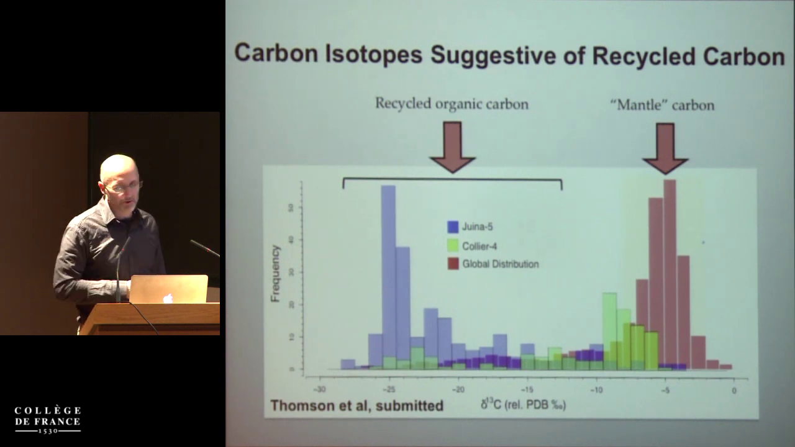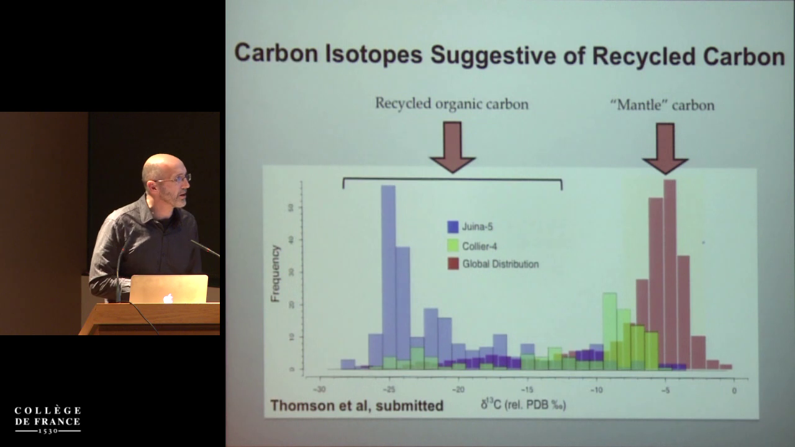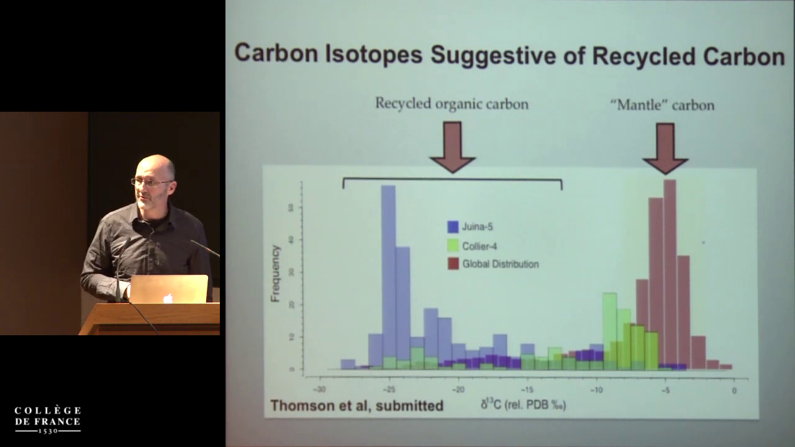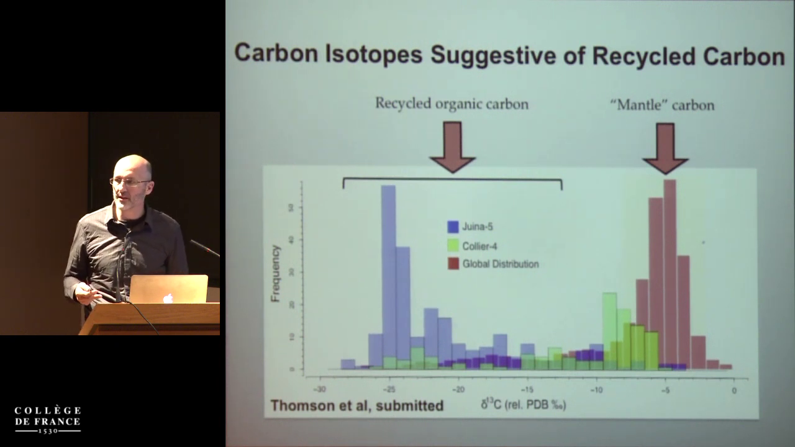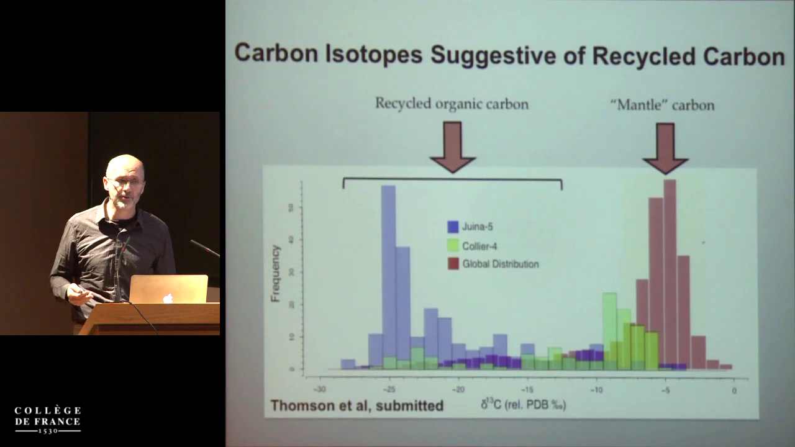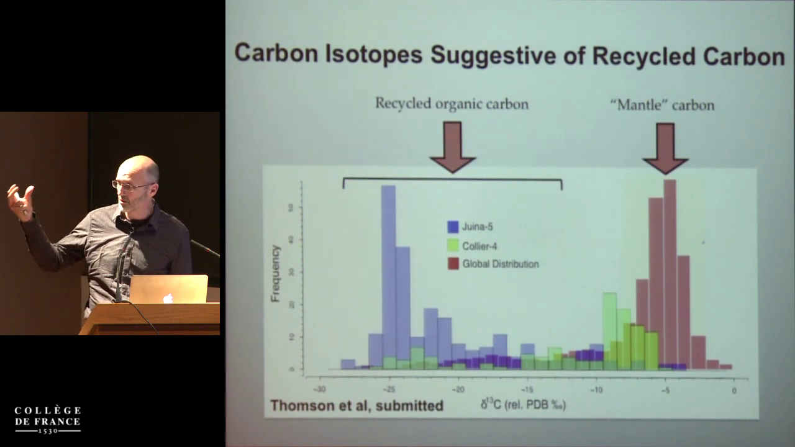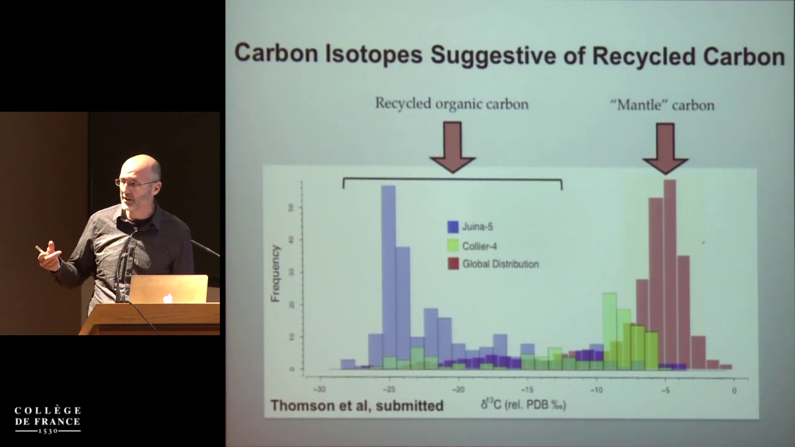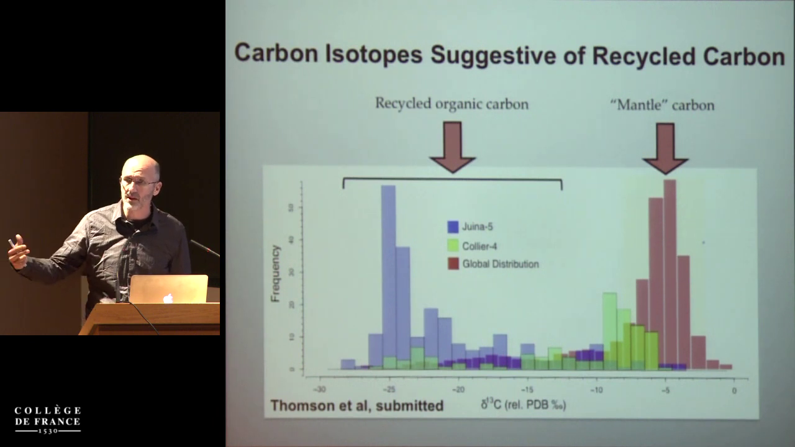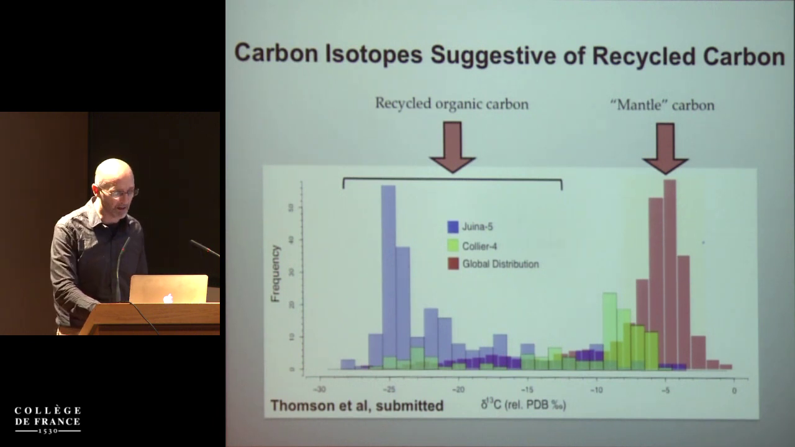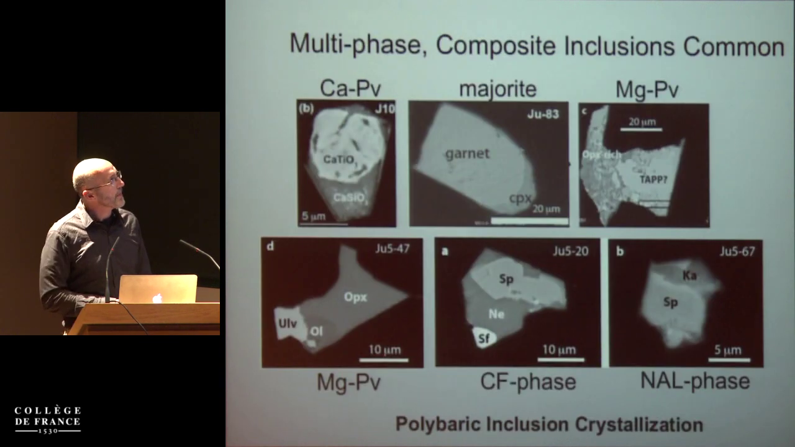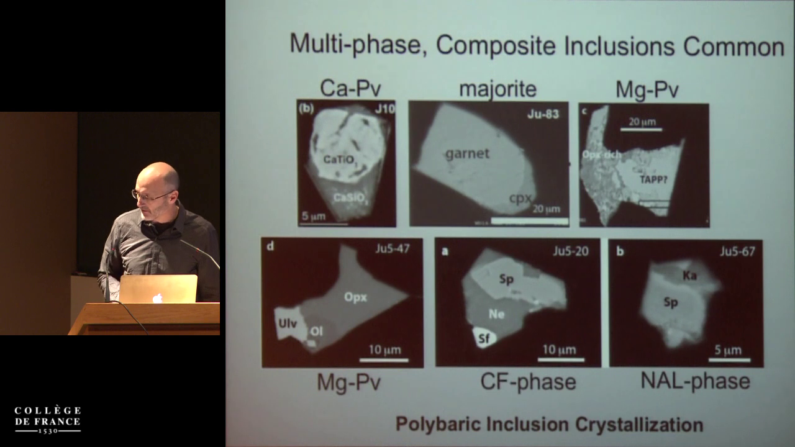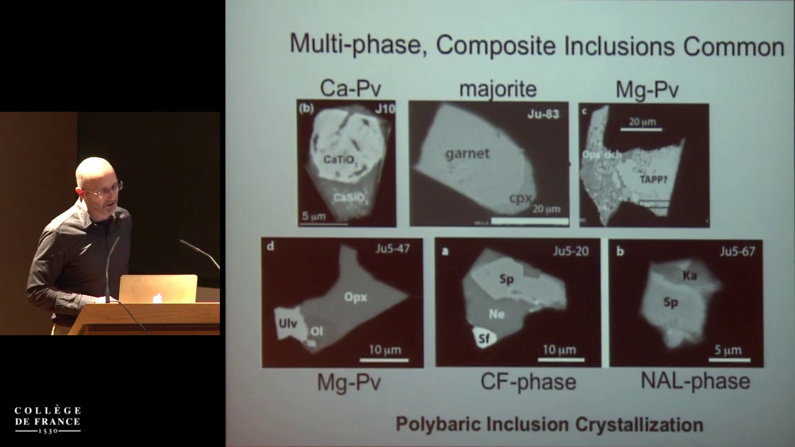And while this is quite controversial in the literature, our view is that this reflects recycled carbon. So this is subducted, possibly biogenic, possibly just organic from Fischer-Tropsch type processes in the crust related to hydrothermal circulation. But this is subducted carbon coming down in an eclogitic portion of the slab. Now, I think that largely because of the nature of the inclusions that we find.